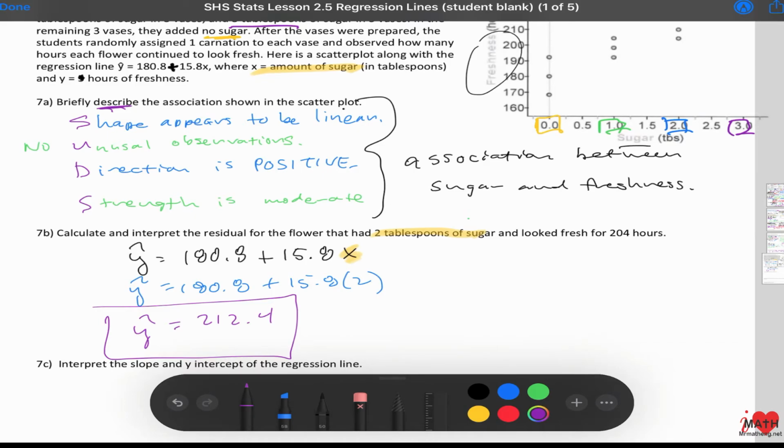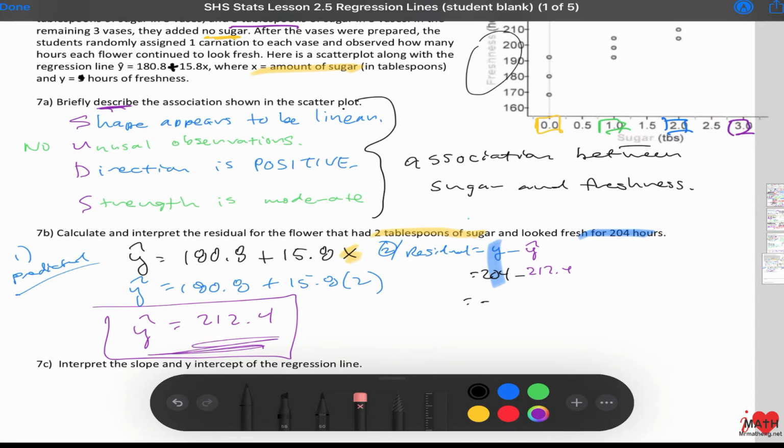So let's calculate the residual now. So again, predicted, and then now the residual. Residual is the actual minus the predicted. So the actual was 204, minus 212.4. So our residual is negative 8.4.